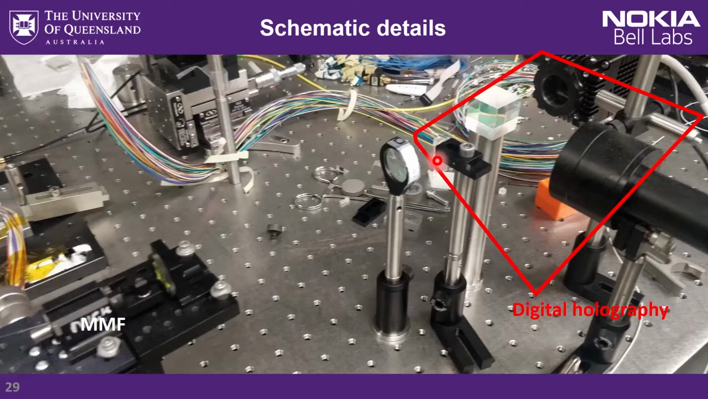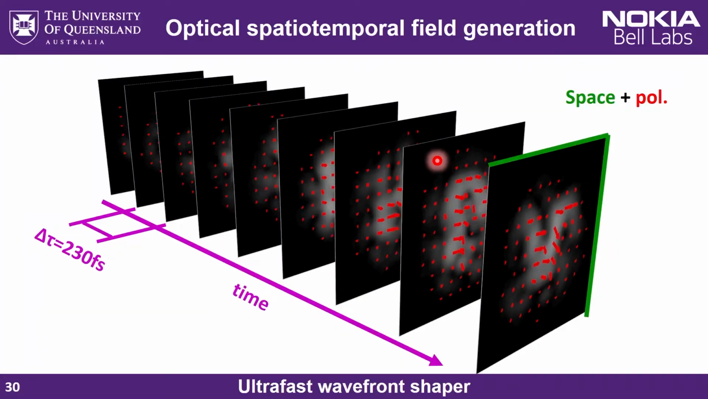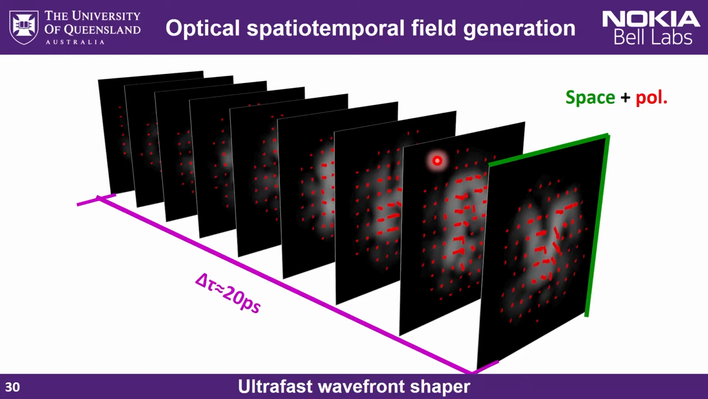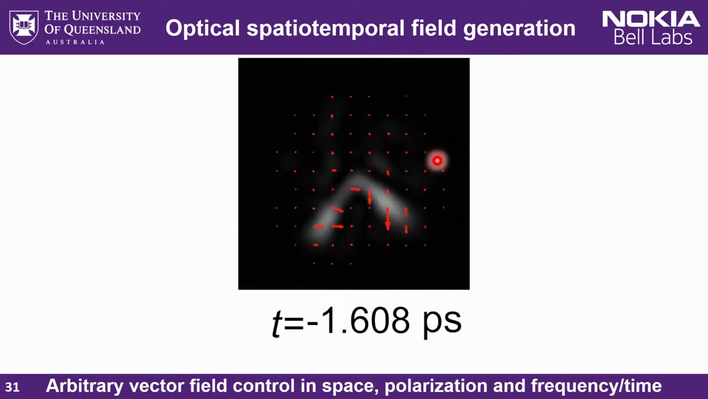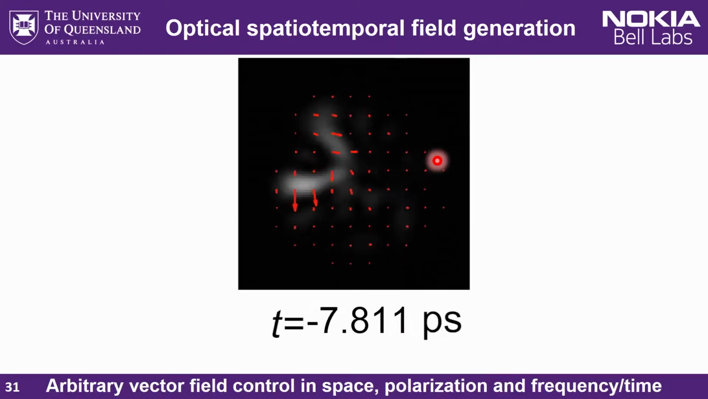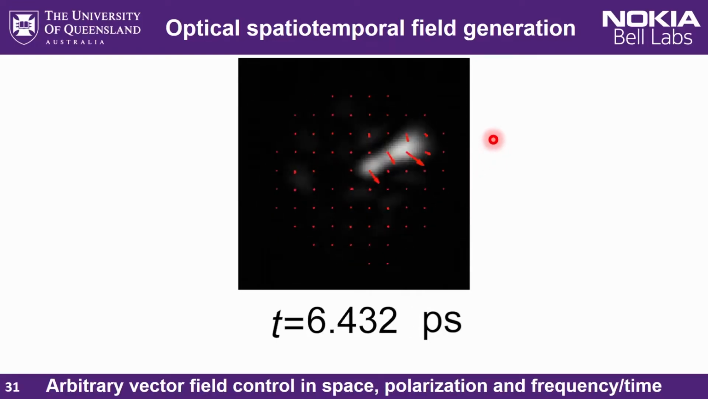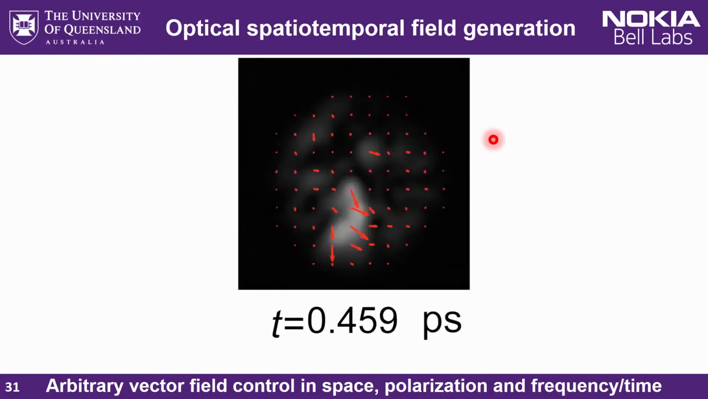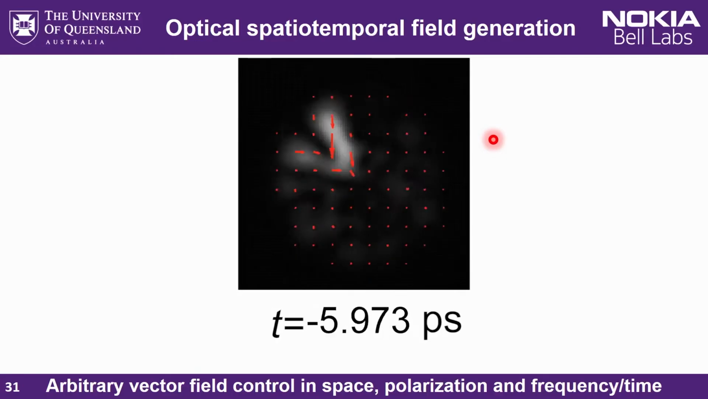So now let's actually take a proper look at what we can do with this device. This is an ultra-fast wavefront shaper. It can generate a sequence of independent wavefronts separated by a bandwidth-limited amount of time, that is in our case around 230 femtoseconds, for a duration of 20 picoseconds. So it's about 85 frames displayed at 4.4 terahertz. Now the question is, how do we program the SLM to generate a desired spatiotemporal pattern?